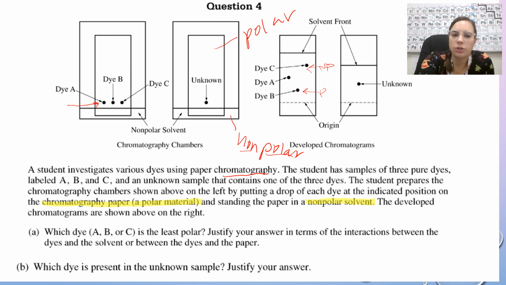So this question said, which of the following is the least polar? And so that would be C. It traveled farthest with the non-polar solvent.